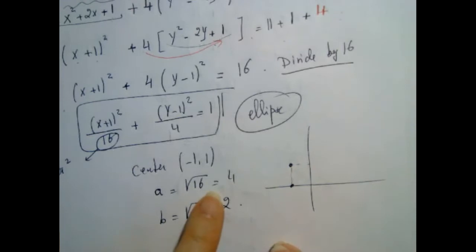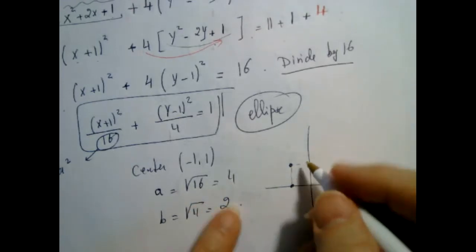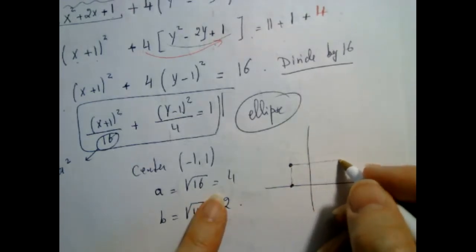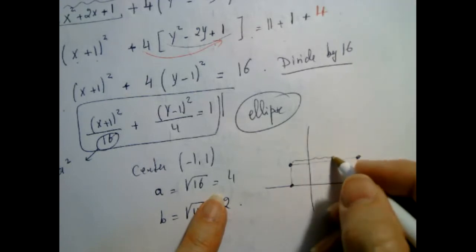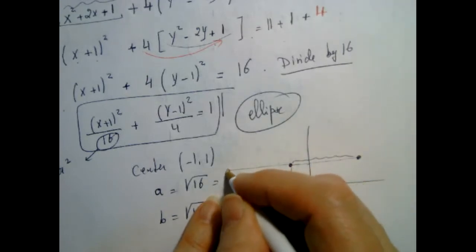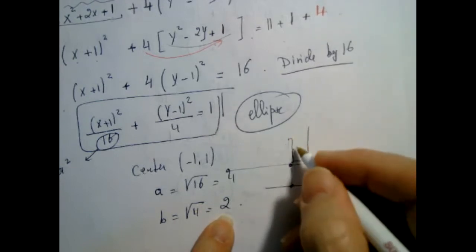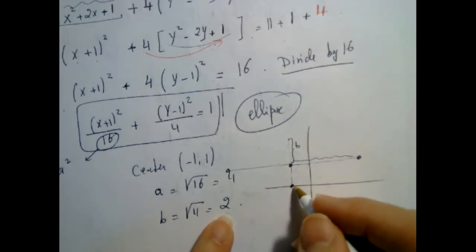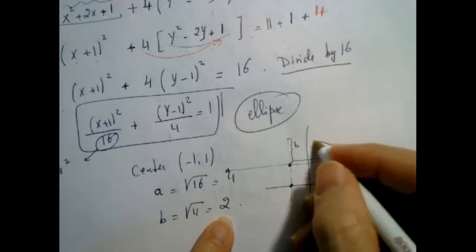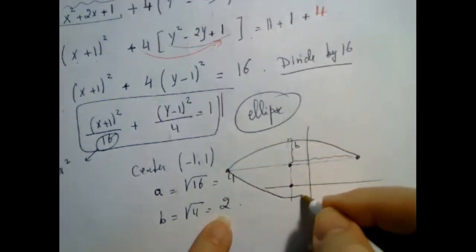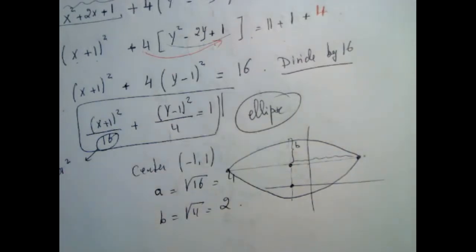That's really my center. My a is 4, so I have 1, 2, 3, 4. That's my a. And my b is 2, so I'm going to go up here by 2. That's the b. And it's going to look something like that. And that's the ellipse I was after.